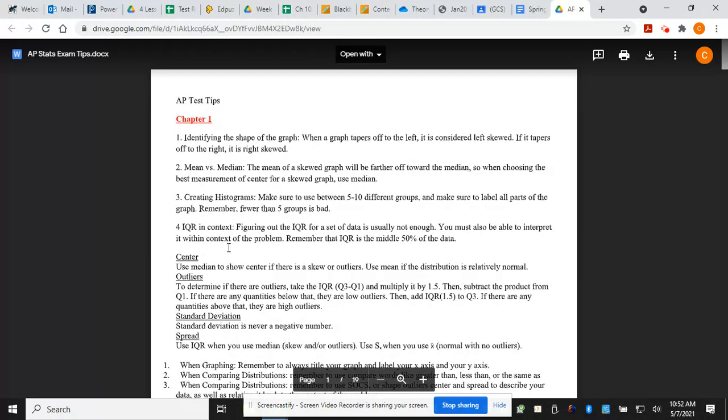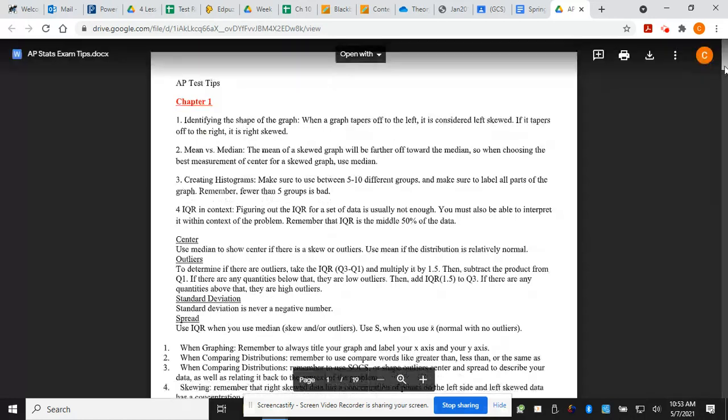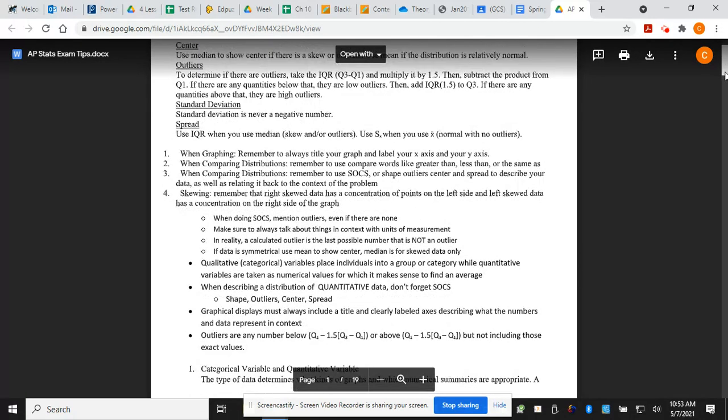It's 19 pages. I wouldn't print it out, but if you don't want to print it out, I would at least read through it. This was obviously very early in the year when they missed this: if it tapers off to the left, it's considered left skewed. Well, that might be something where you think, well, duh, and then you just keep going. But you're gonna catch some things where you think, oh, I totally would have missed that too. I forgot about that, how to calculate outliers and stuff like that.